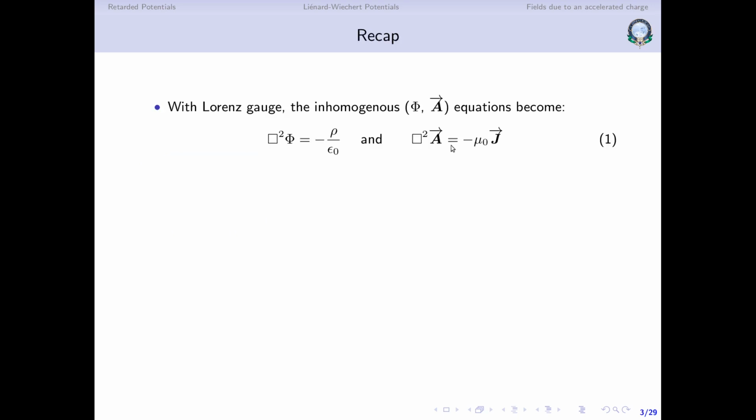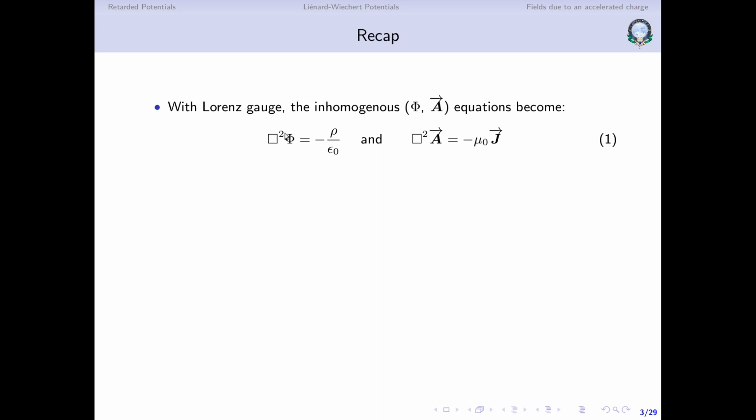Now, just to recap, in the previous lecture we had talked about gauge invariance. When we have the Lorentz gauge, the inhomogeneous potential equations become like this. The box squared operator, I hope you remember the box squared operator. It's basically something like a four-dimensional Laplacian. So we have the regular Laplacian and then minus 1 by c squared, ∂² by ∂t². So that is going to be your box squared operator.